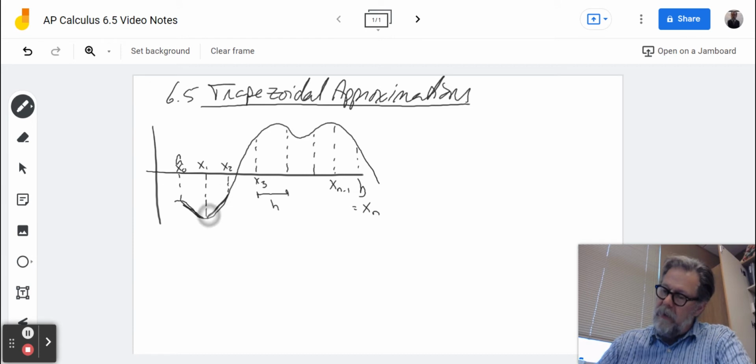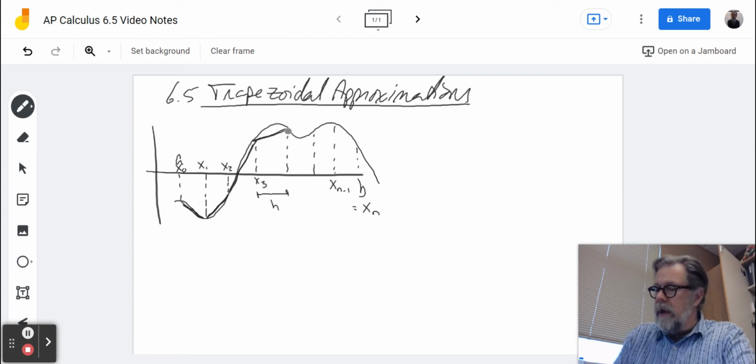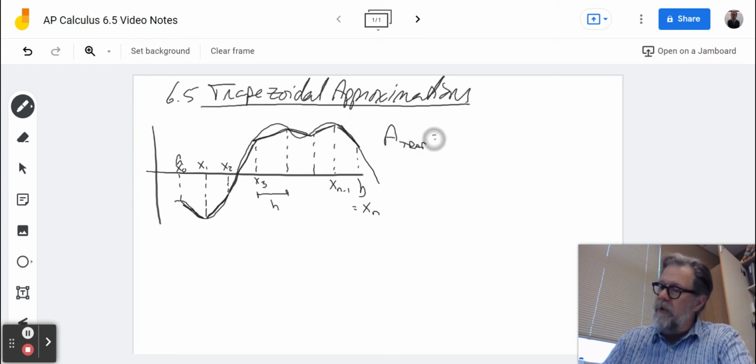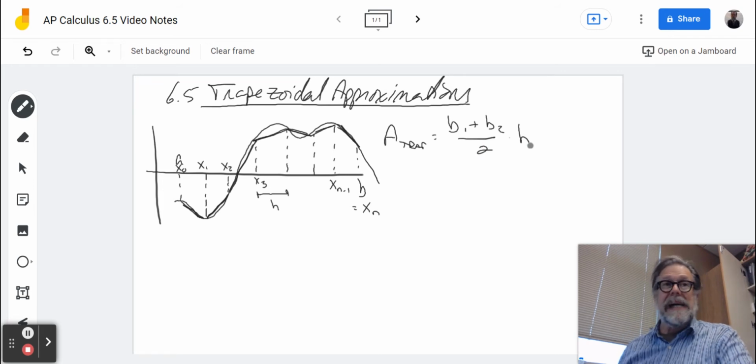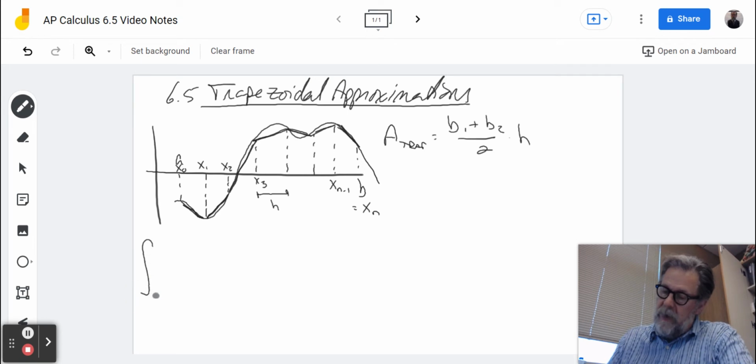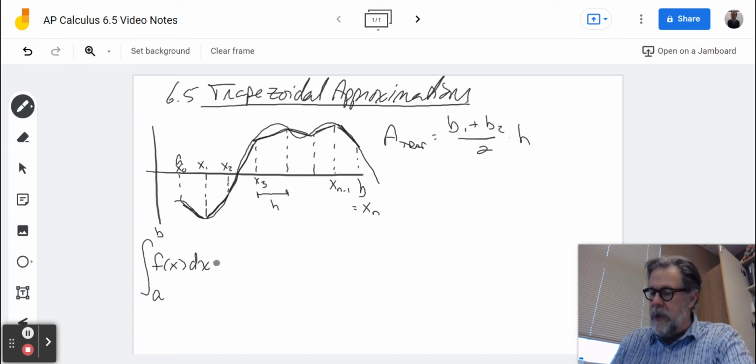If I make these into trapezoids, I can calculate the area of the trapezoids using my trapezoid area formula. Area of a trapezoid is equal to the sum of the bases over 2 times the height of the trapezoid. So let's write this out. The integral from a to b of this function f of x dx with respect to x can be approximated by, well, I've got h times y sub 0 plus y sub 1 over 2.